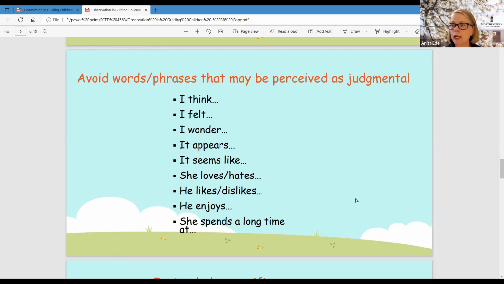How about she hates to play in the block corner? Well, that doesn't tell me anything. Every time I ask Susie to go to the block corner, she says, "I don't want to." How's that? He enjoys. This is another one. How do you know he enjoys? What if he's putting on an act? Just say, every day Joshua asks to go to the block corner and play. I can draw my own conclusions from that.